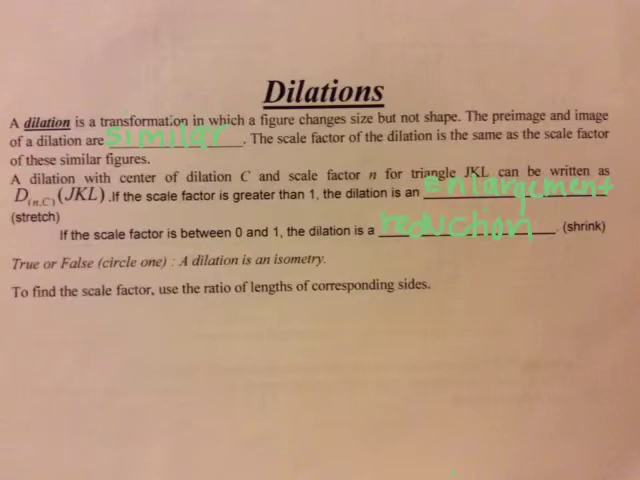True or false? A dilation is an isometry. That would be false because it's changing the size. It's not an isometry because the definition of isometry is it doesn't change the size or the shape, it just changes the location. And then to find the scale factor, use the ratio of lengths of corresponding sides.